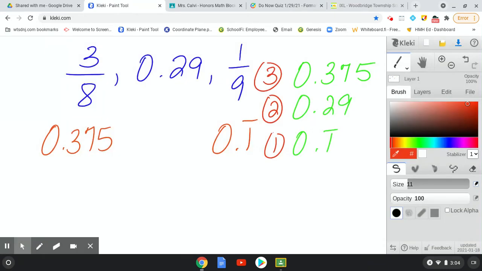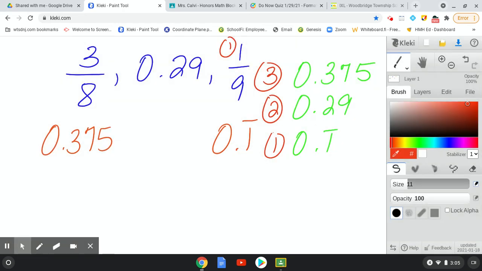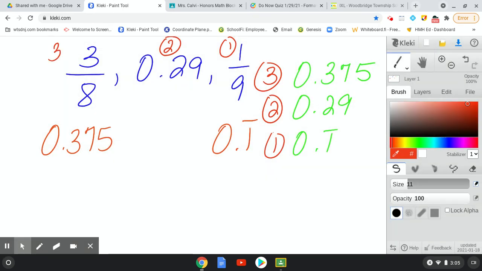Now, one important thing you have to remember, when you have to put these in order from least to greatest, you're using the information they actually gave you initially. You're not putting the decimal that you converted the fraction into. So I have to make sure these numbers go in order. So the 0.1 repeating, that was actually the 1/9. So this is going to be number 1. Number 2 was the decimal that they gave us. And number 3, the 375 thousandths, was the 3/8. So this would be 3.